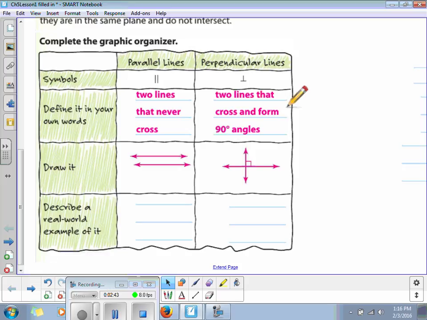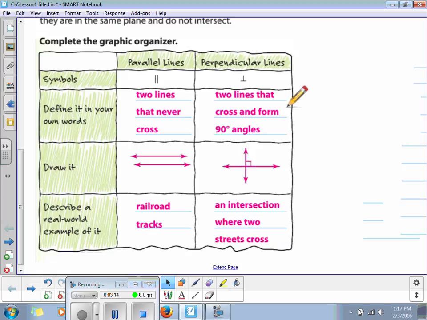You got that? Okay? How about a real-world example of parallel lines? Train tracks. All right. Railroad tracks. Very good. How about perpendicular lines? Intersecting roads? Yeah. Intersecting roads. Very good. How about other examples?